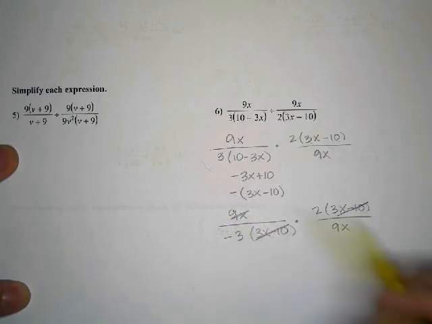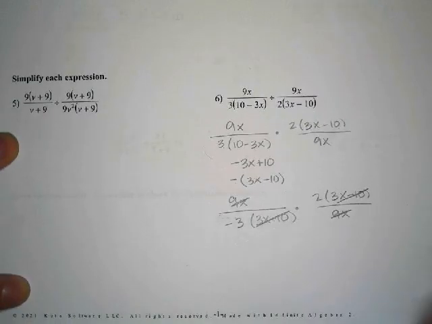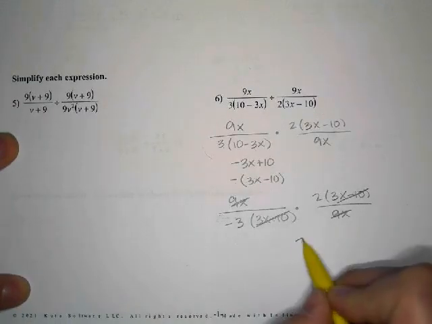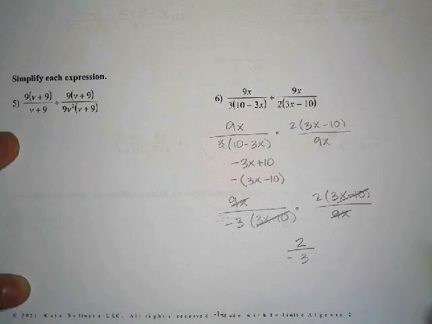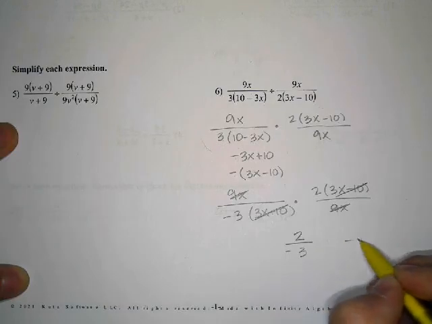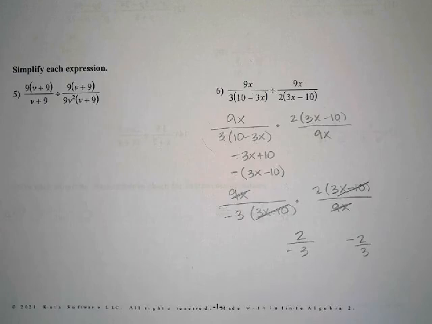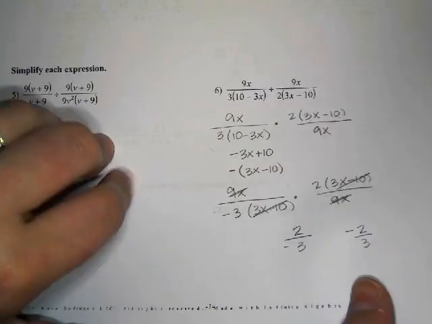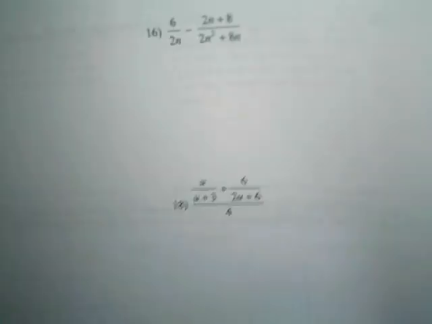Then we have a 9x and a 9x, and so what's left over is 2 on the top, negative 3 on the bottom. Most mathematicians would not leave the negative 3 on the bottom. They would take the negative and move it to the top and call this negative 2/3. Either one of those answers is totally fine. They're both mathematically accurate.